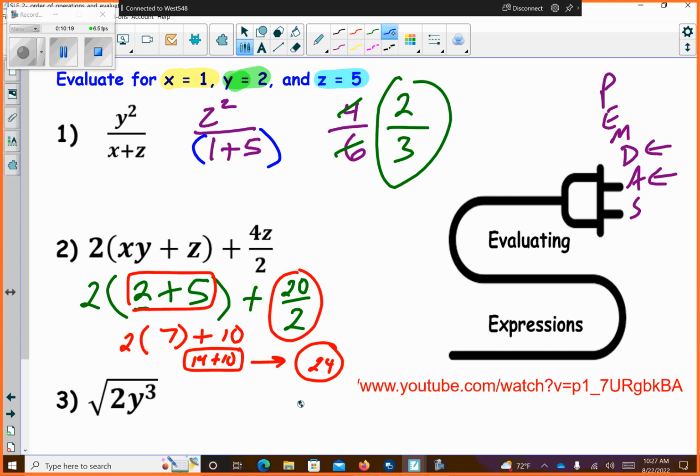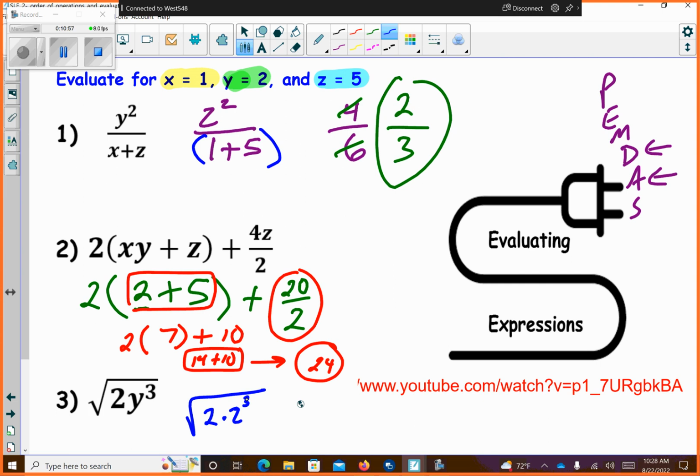All right, last one. 2y to the third. What did they tell us y is equal to? So this is like this. We have stuff underneath a square root sign. 2 raised to the third power means 2 times 2 times 2, right? So 2 times 2 times 2. Look underneath. If I go 2 times 2 times 2, what else do I have to times by? Another 2. So I'm multiplying 2 together 4 times.